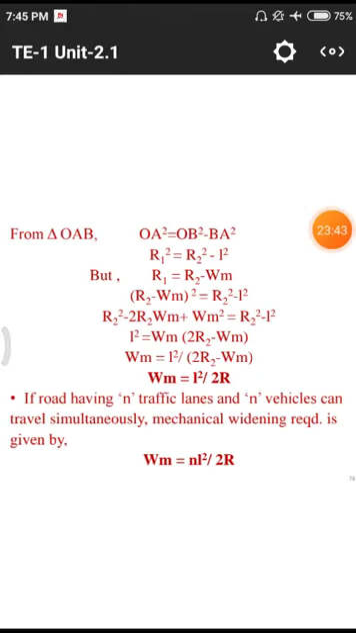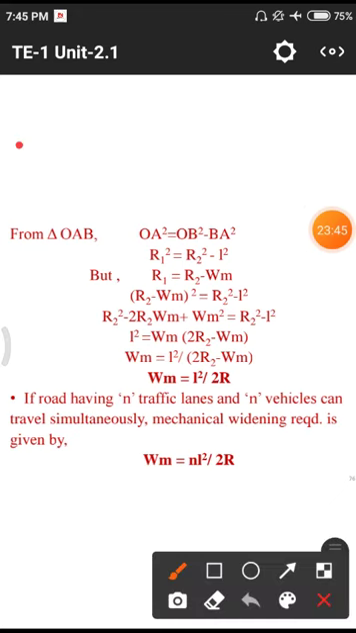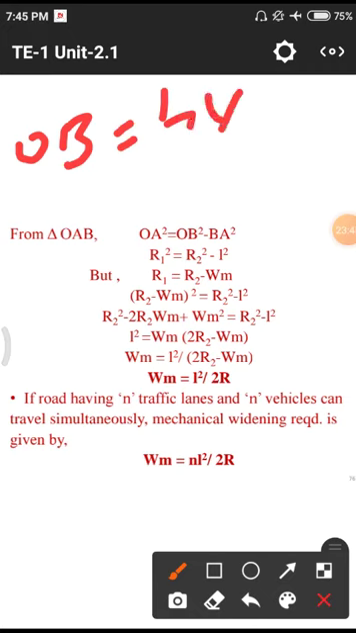Here I will write OB equal to hypotenuse. What is the basic formula for a right angle triangle? Hypotenuse square equals side square plus side square. So OB square equals OA square plus BA square. By transposing BA to the other side we get OA square equals OB square minus BA square.